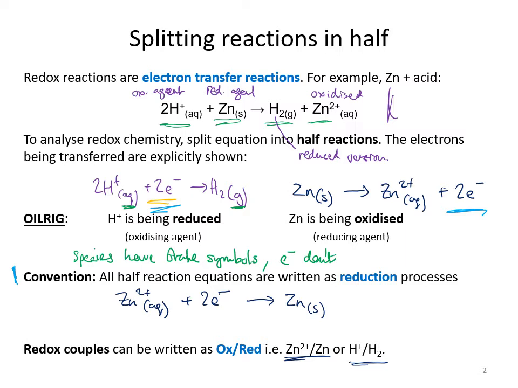So if you see this H+ / H2, this means 2H+ + 2e- goes to H2, and we can put in the state symbols. Ideally, you'd include state symbols in the redox couple as well. We've not got them here, but they are there. Okay, so those two things are entirely equivalent. Okay, so that's just an aside.